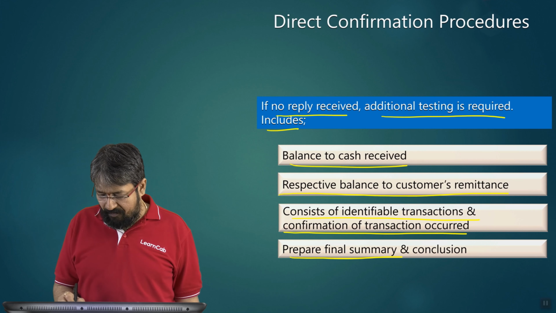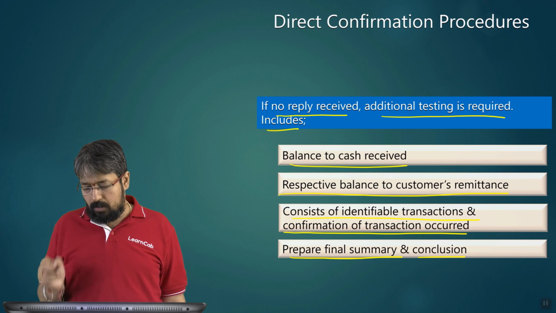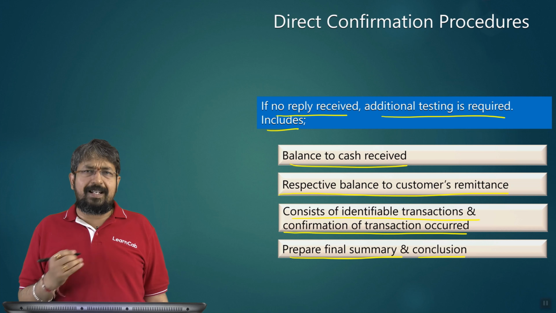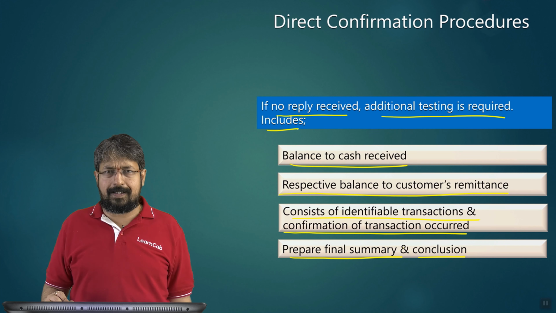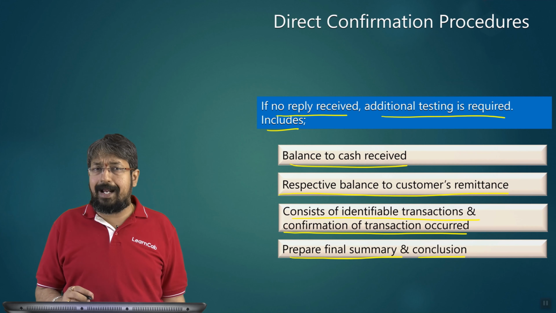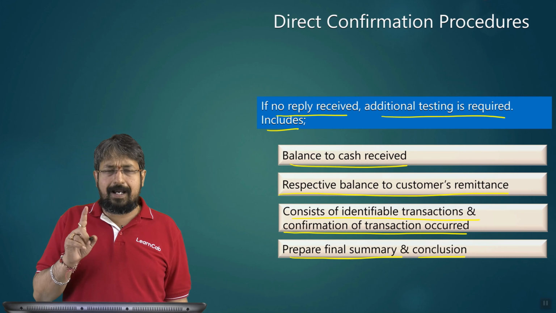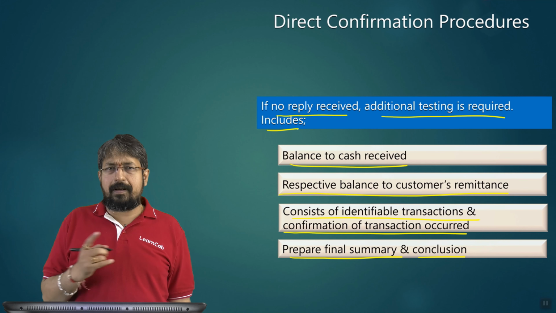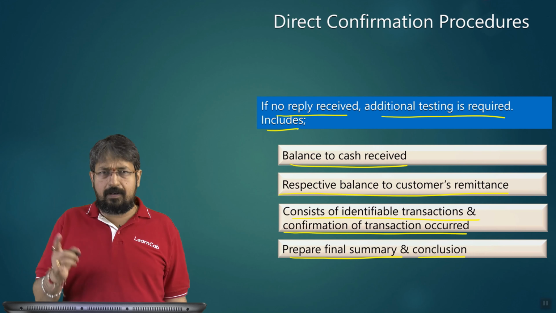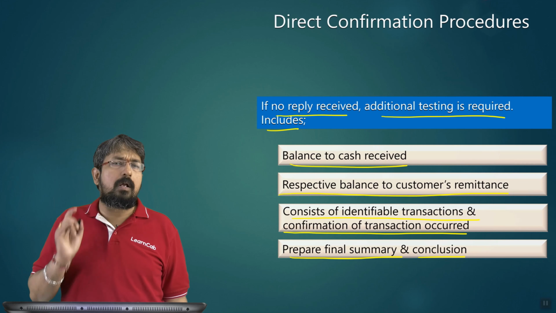Further, we have to prepare a final summary and draw a conclusion. So, a final summary as to the trade receivable circularization. Circularization and external confirmation are one and the same. Obtaining confirmation and circularization, circularization is another word for obtaining confirmation. They are all one and the same.